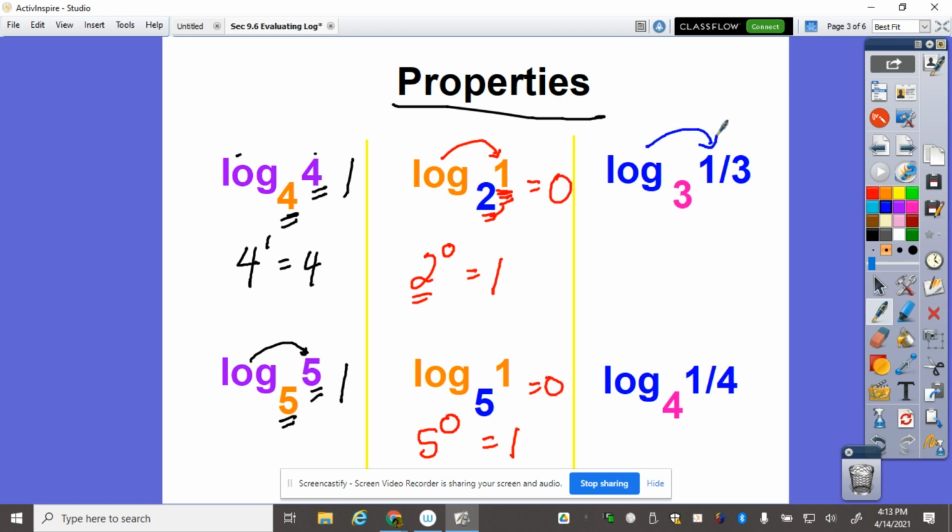Next, log of 1/3 to the base of 3. What is the mystery exponent of the 3 that will make it 1/3? Remember that if it's negative 1, that base will go down. It will be equal to 1/3. So the answer here is negative 1. Log of 1/4 to the base 4 is the same thing. Here, the base is 4, and we need the mystery exponent. It's going to be negative 1. That will create a 1/4. So the answer is negative 1.